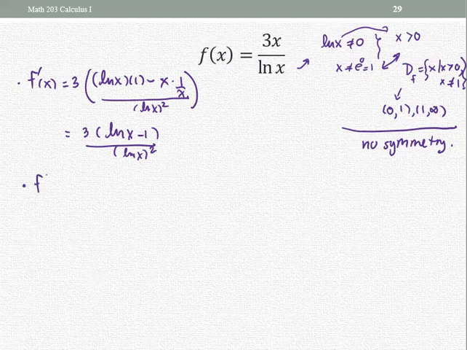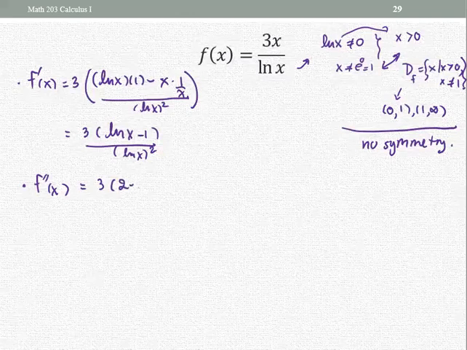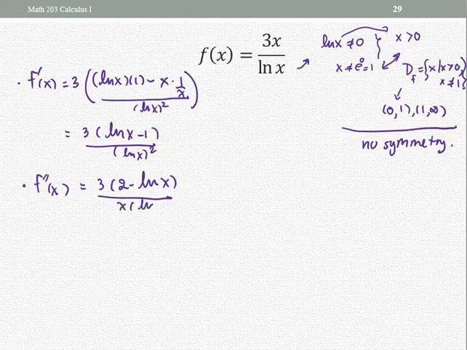And also find the second derivative. Using the quotient rule again, we get 3 multiplied by 2 minus log x divided by x times the quantity log x to the power third. Use the first derivative to find the critical value.